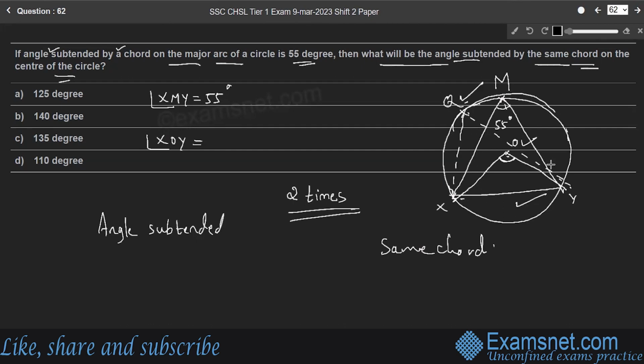Therefore, XOY, the angle subtended at O, is 2 times angle XQY, which is 2 times 55 degrees, 110 degrees. Therefore, option D is the right answer.